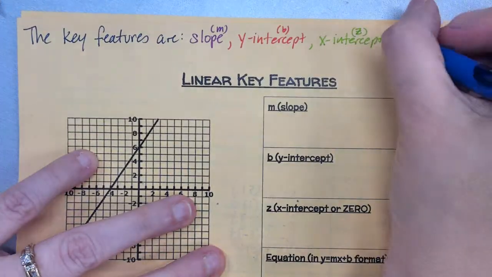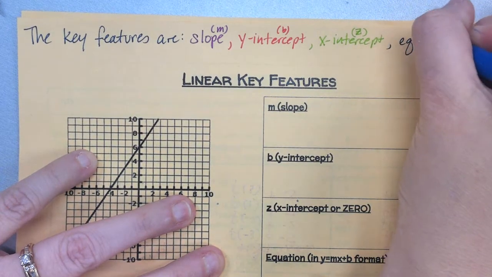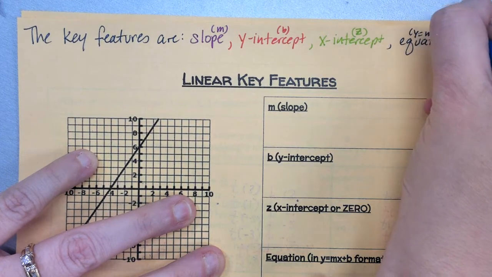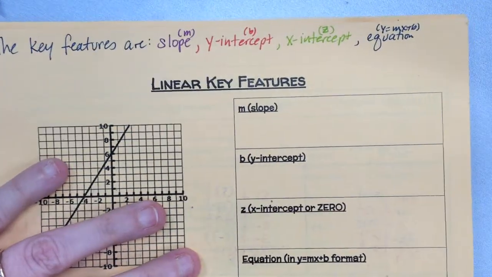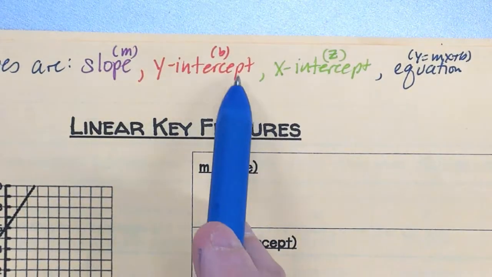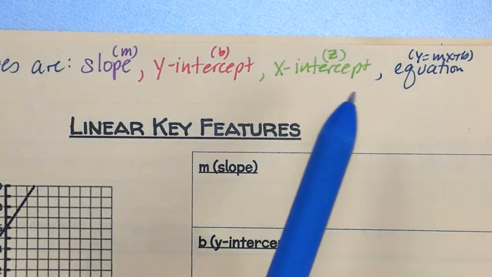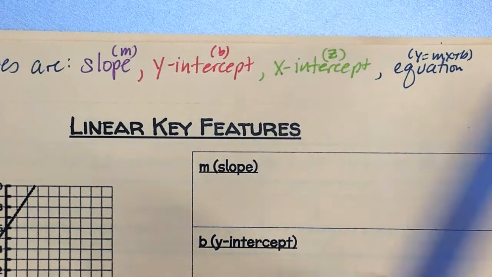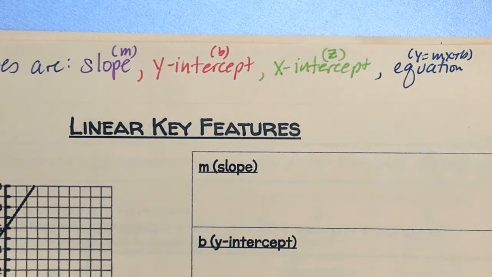Okay, and then the equation of the line. So the equation in y equals mx plus b format. Okay, so those are our key features. The slope, which we're labeling M, the y-intercept we're labeling B, the x-intercept we're labeling Z, and the equation, which we're labeling y equals mx plus b. All right? These are the four things that you have to know about.